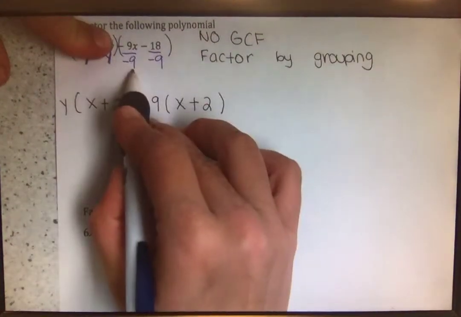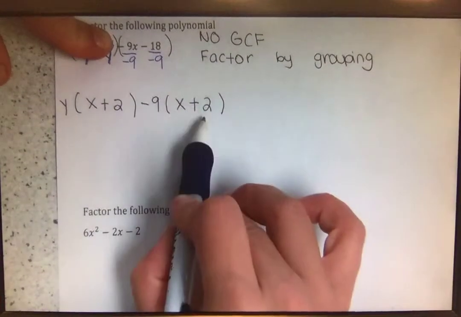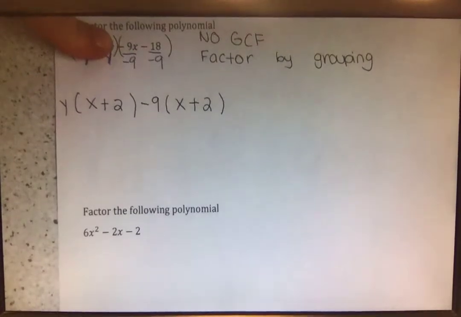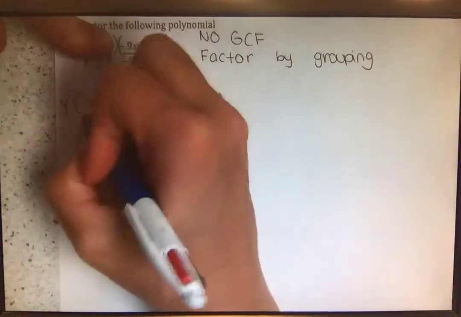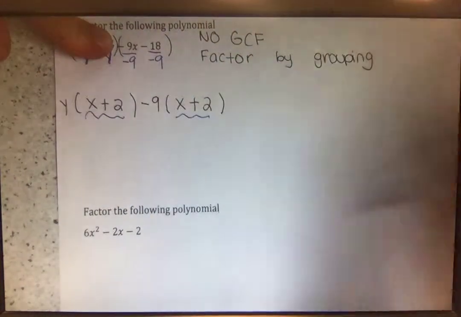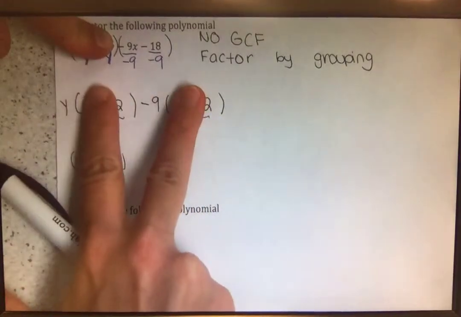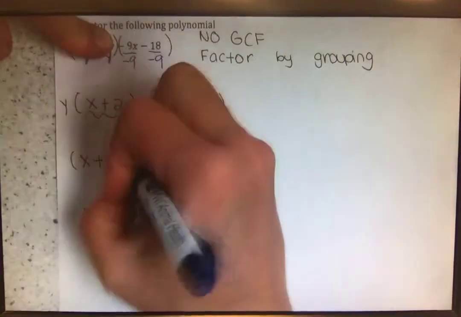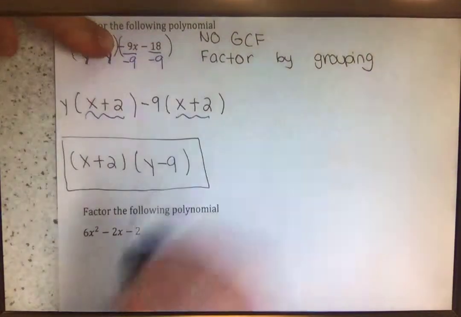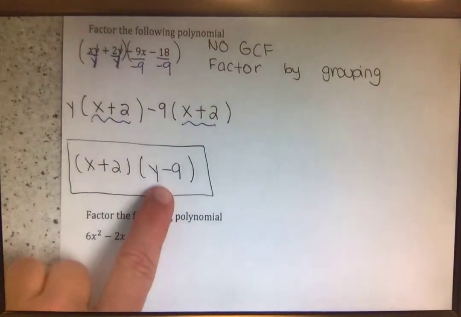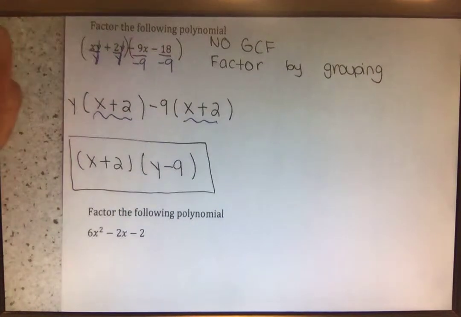Factoring out negative 9, we are left over with x plus 2. Negative 9x divided by negative 9 is going to leave us with 1x. Negative 18 divided by negative 9 will leave us with positive 2. So now we have y times x plus 2 minus 9 times x plus 2. So we know we did something right because they both have an x plus 2 in common. Taking out that x plus 2, we are left over with y minus 9. So this is our answer. X plus 2 is one factor, y minus 9 is another factor. Multiply those 2 factors together and we'll get back to our original problem.